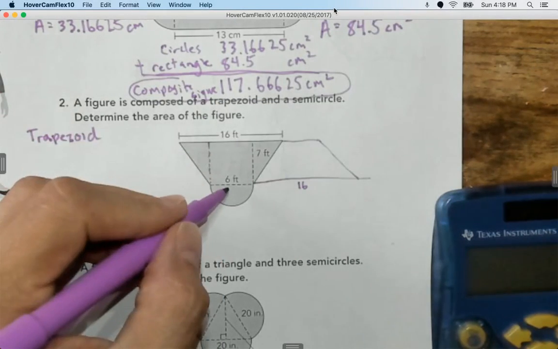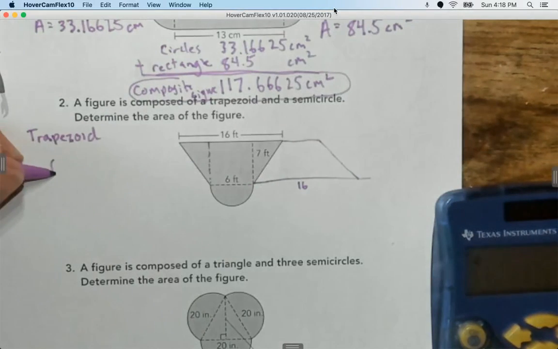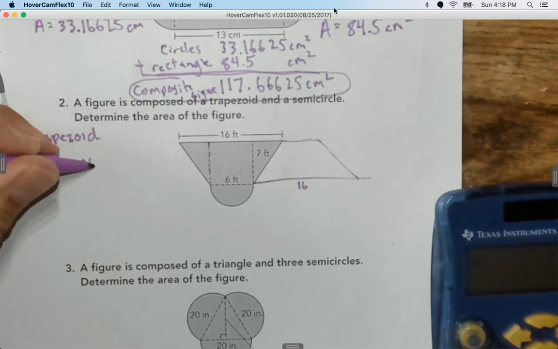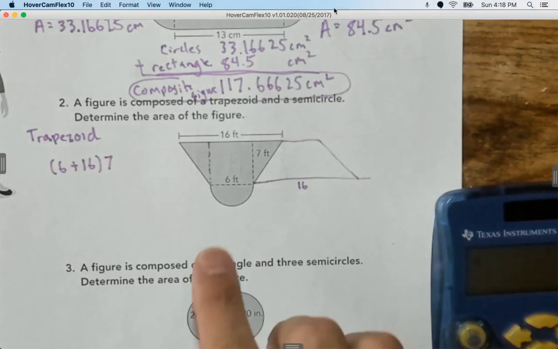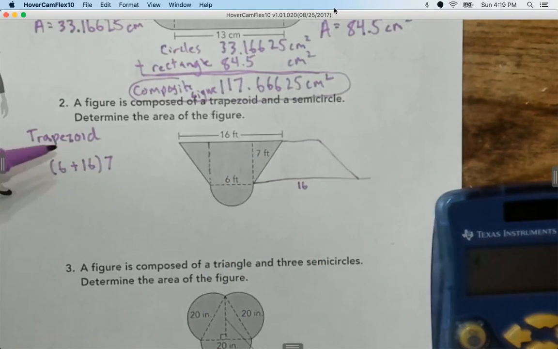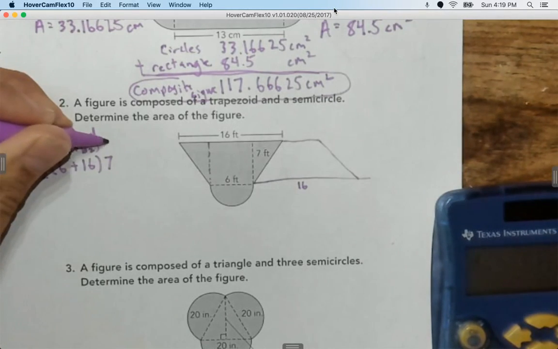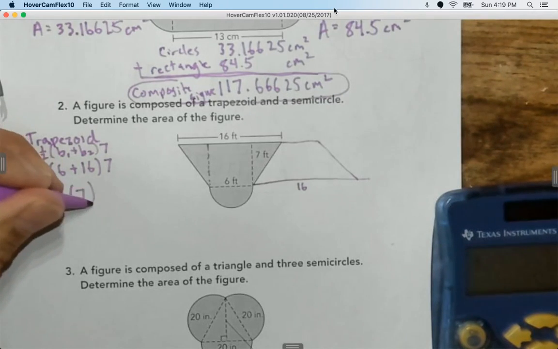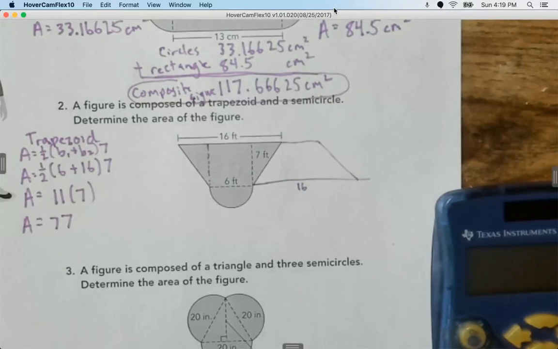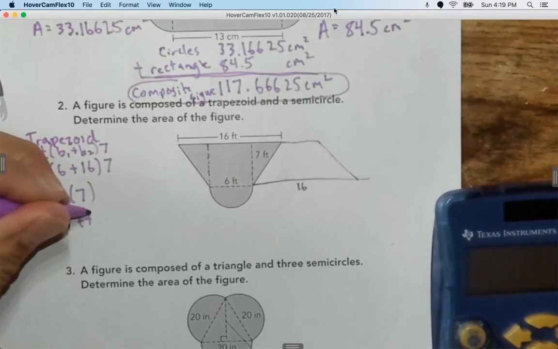A parallelogram's formula would be the base times the height. The base is this part plus this part, so it'd be 6 plus 16 for the base, times 7. The problem is that that's two trapezoids and I only want one, so I would multiply that whole thing by 1/2. So for any trapezoid, it would be 1/2 of base 1 plus base 2 times the height. Looking at this problem, I would have 22, it would be 11 times 7. It should be 77 unless I've made a mistake. It would be 77 feet squared, and that's for the trapezoid.